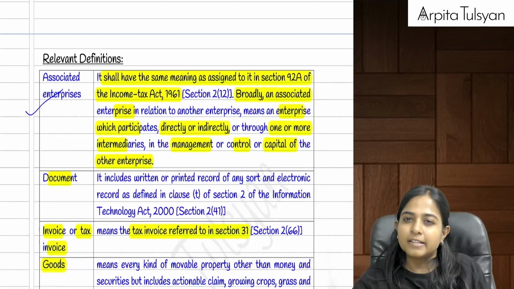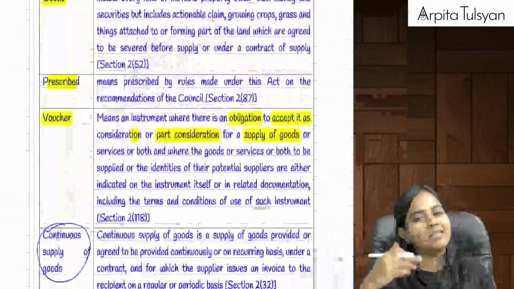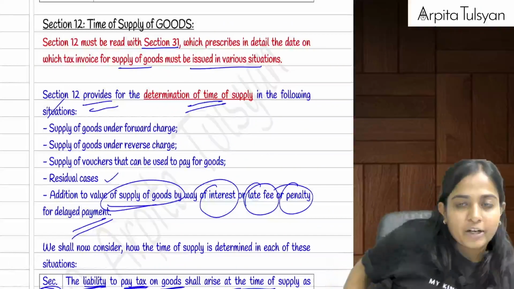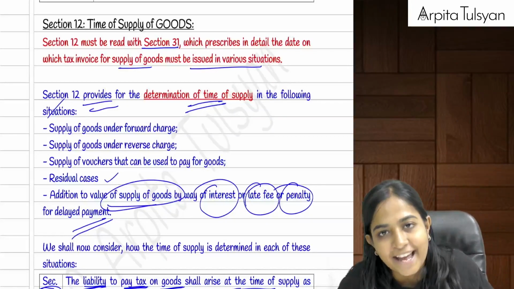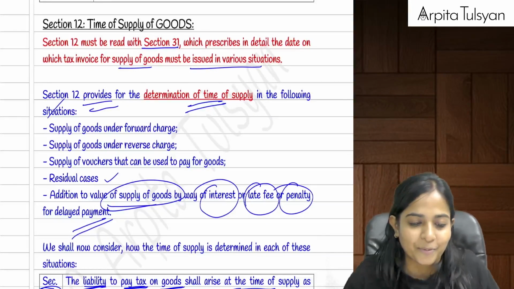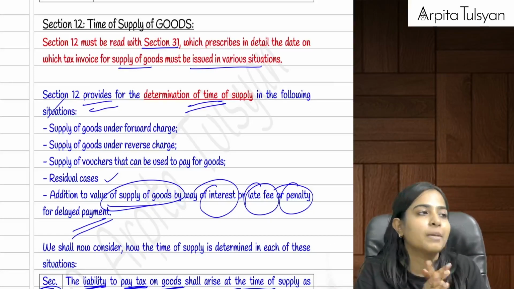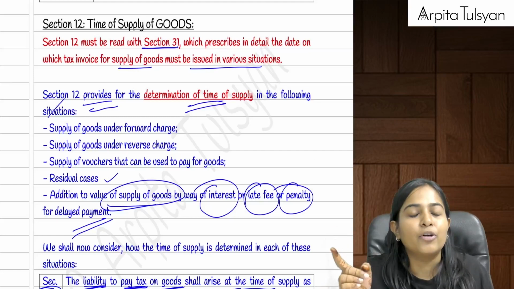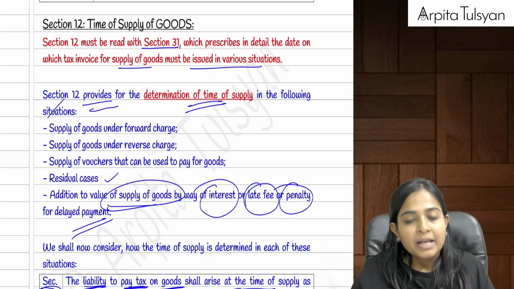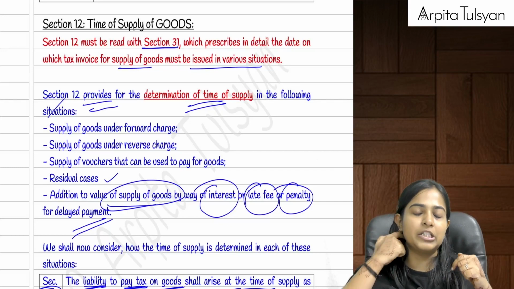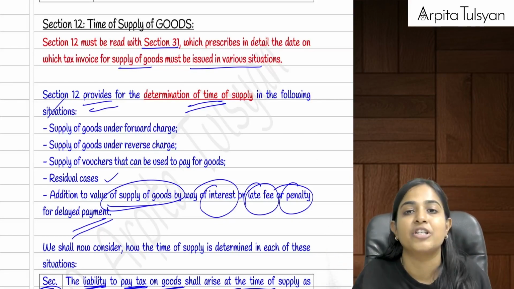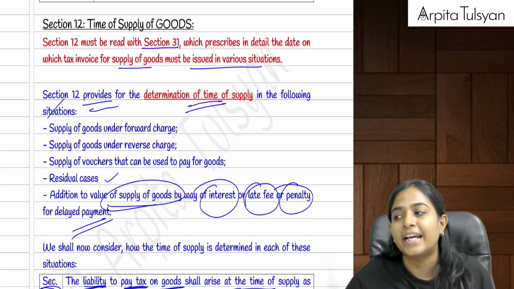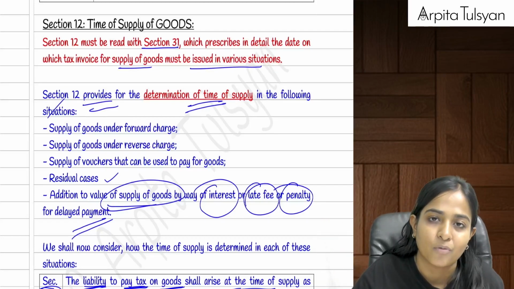Now you have got a few definitions given in your book. We will consider the definitions as and when required. Now starting with section number 12. One of the most important sections here, section number 12 and 13, these two sections are the two important sections. Section number 12 talks about time of supply in case of goods. Section number 13 is going to talk about time of supply of services. Now, whenever we are doing section number 12 of the CGST Act, we have to do it along with section number 31 of the CGST Act, which talks about the tax invoices and the time period within which we are required to issue the tax invoice to the recipient.